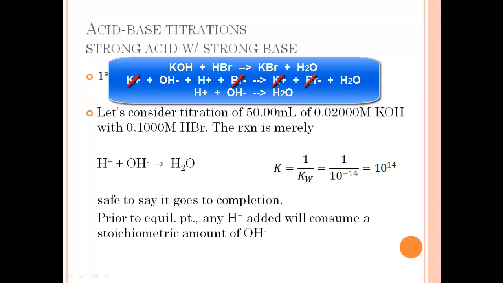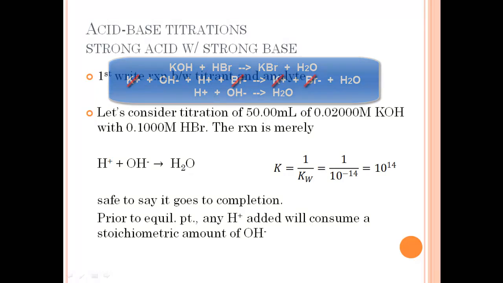So let's decide who is the titrant and who is the analyte. Well, since they tell you that they're doing 50 mL of 0.02000 molar KOH, that's the one that's going to be in the Erlenmeyer flask. So what you're adding is the HBr. Prior to the equivalence point, any acid or H+ that you add is going to be eaten up immediately by the OH- in the flask.